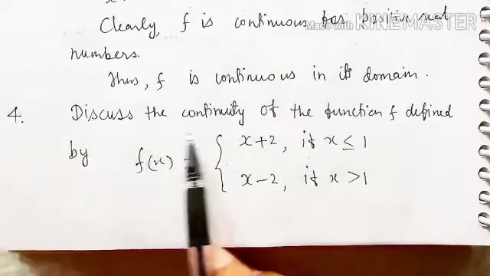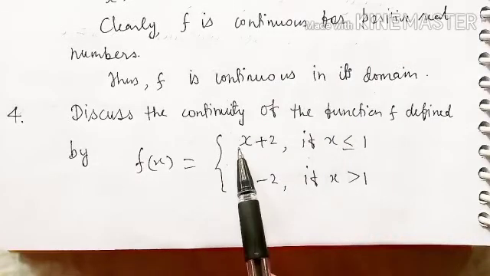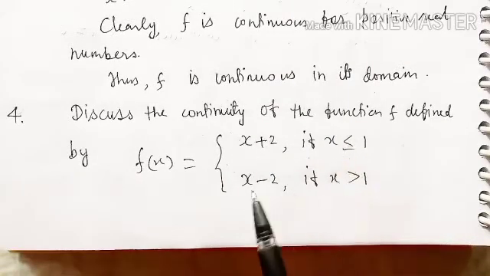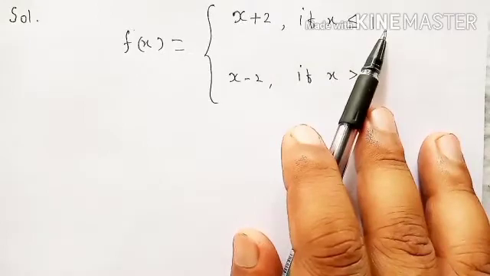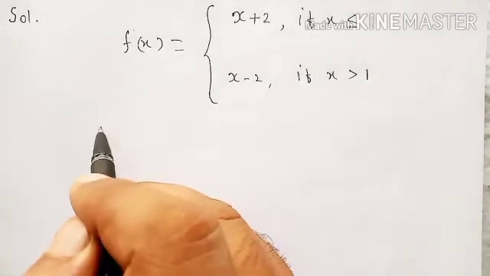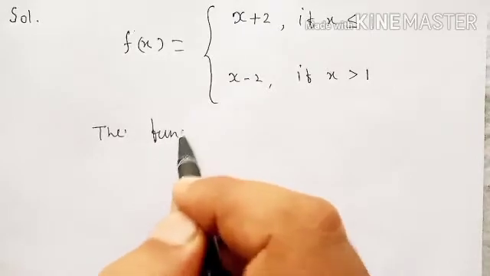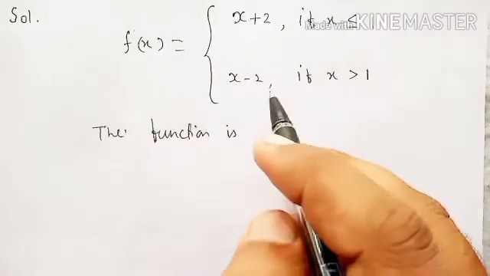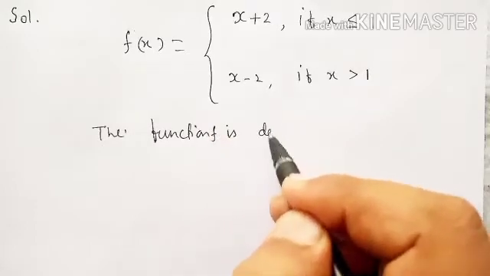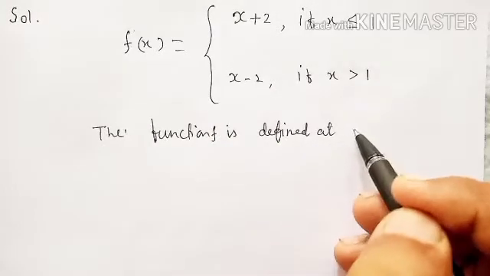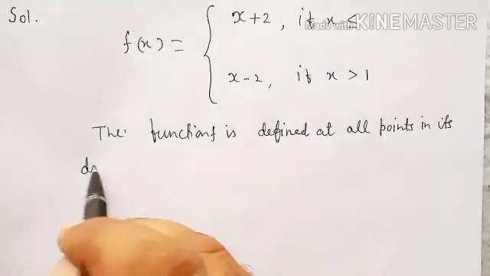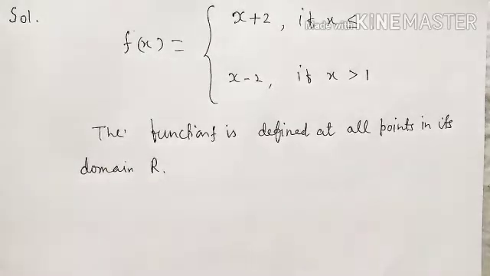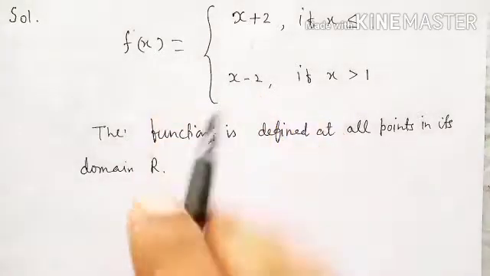So the next question is: discuss the continuity of the function f defined by f(x) = x + 2 if x is less than or equal to 1, and x - 2 if x is greater than 1. This is our f(x): x + 2 if x is less than or equal to 1. The function is defined at all points in its domain. You can see now, for values less than 1, it is x + 2.